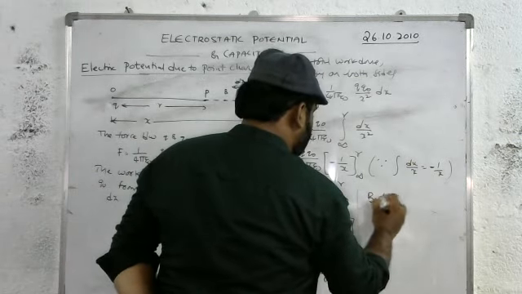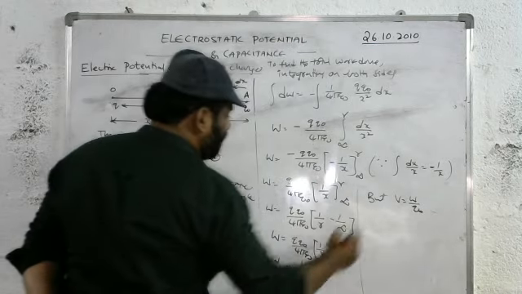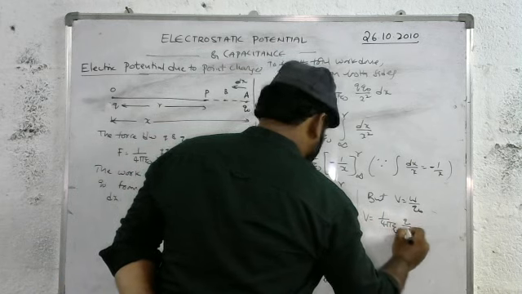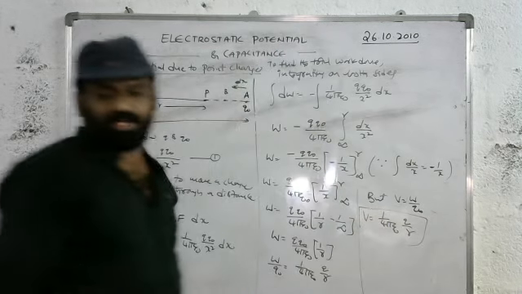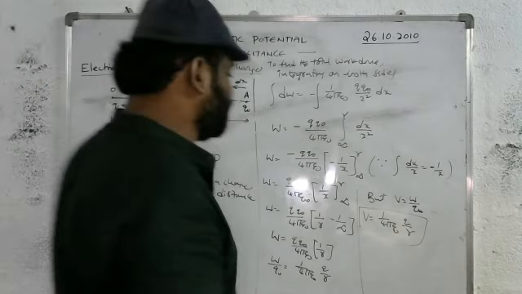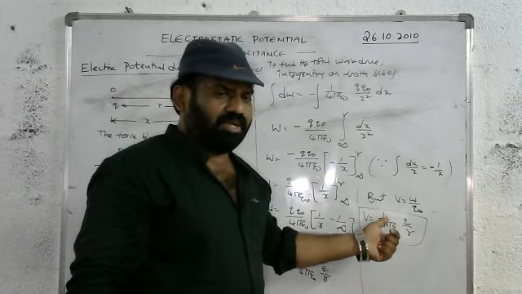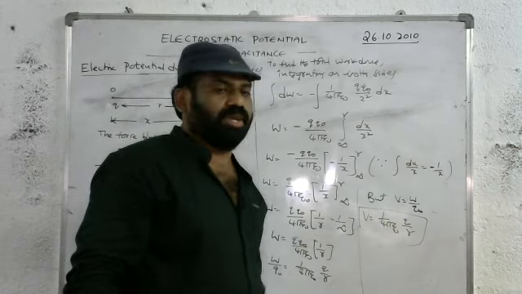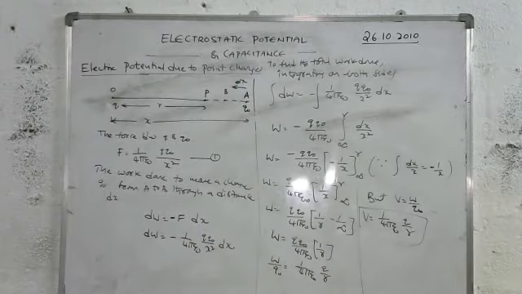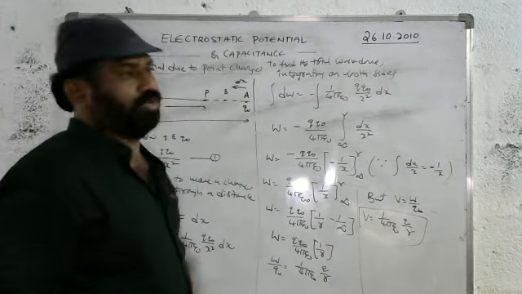But we know that V is equal to W by Q naught. This W by Q naught is replaced by V. So V is equal to 1 by 4 pi epsilon naught into Q by R. This is the expression for the electric potential due to a point charge. You have to remember that formula: V is equal to 1 by 4 pi epsilon naught into Q by R.